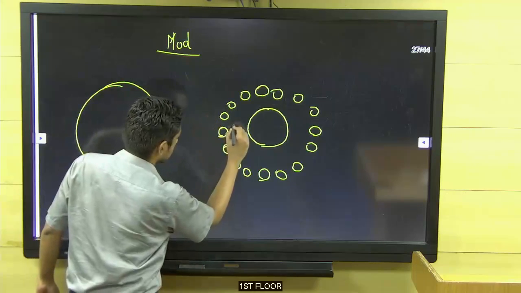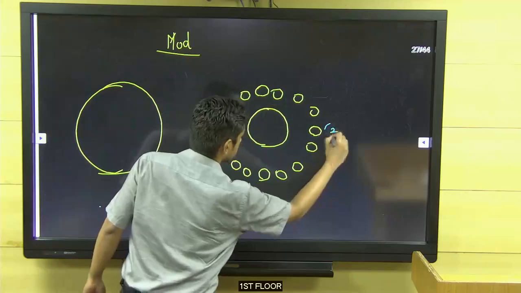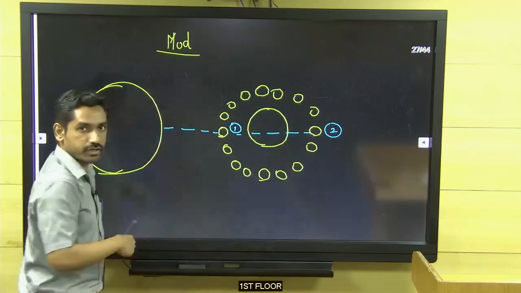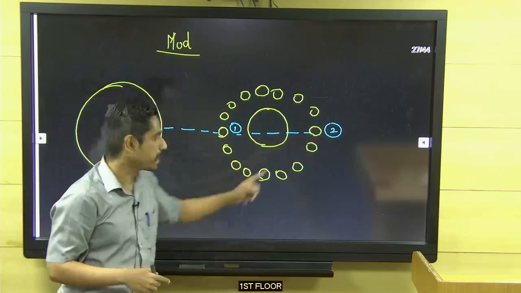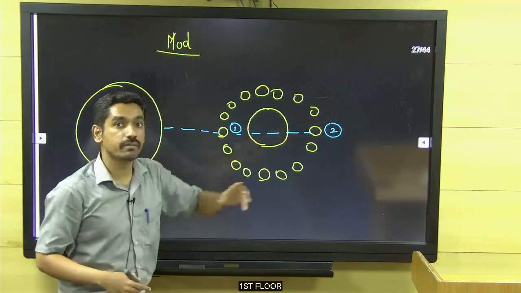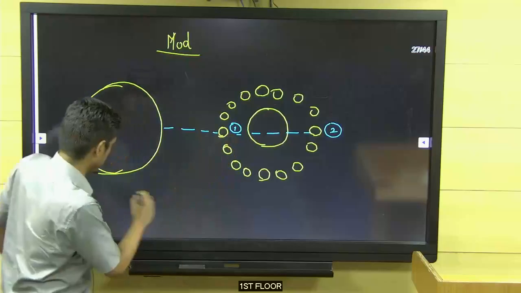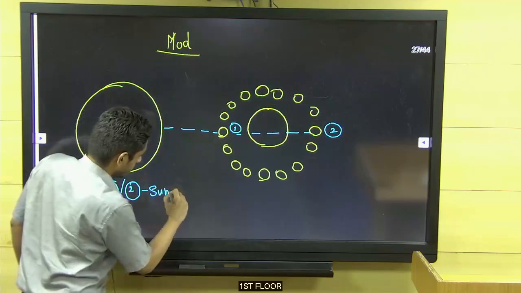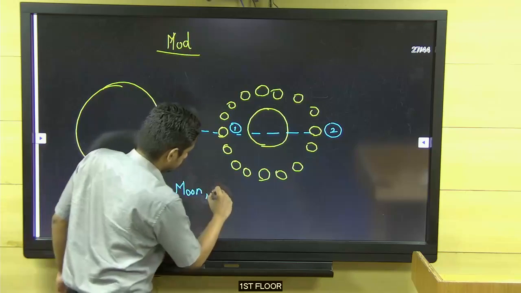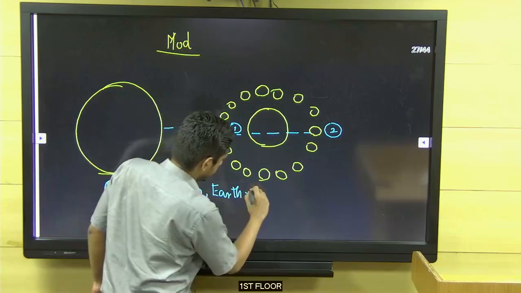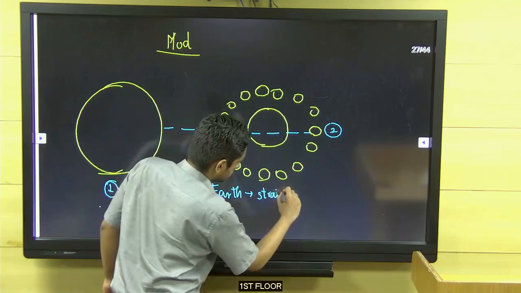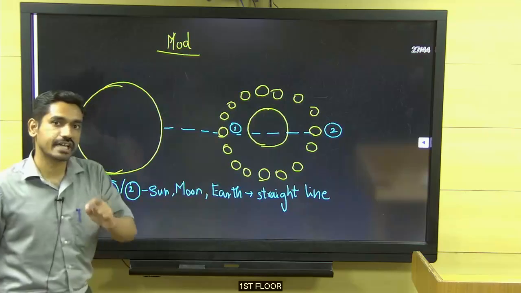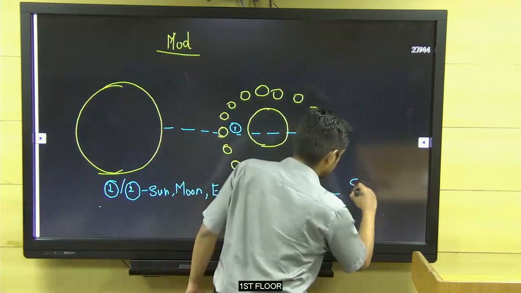Positions 1 and 2. Why positions 1 and 2? Because in position 1 and position 2, the sun, moon and the earth will all be in a straight line. So this is one extreme. Positions 1 and 2, this is one type: sun, moon, earth in a straight line. Under this condition, you will get a type of tide called spring tides.